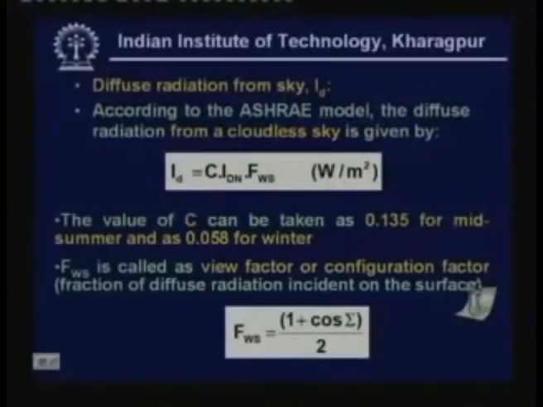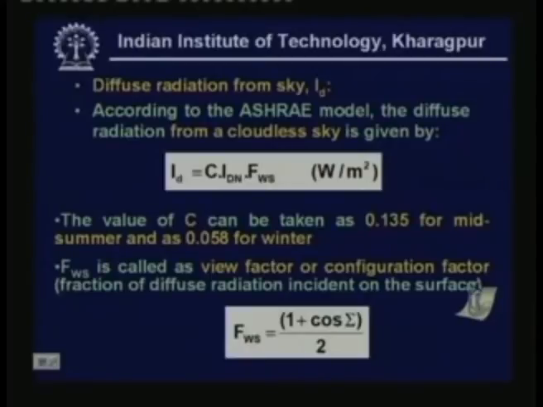Okay. Next comes your diffuse radiation from sky. Diffuse radiation is I subscript D, and according to the ASHRAE model, the diffuse radiation from a cloudless sky is given by ID. They relate this to the direct radiation and what is known as an angle factor. So ID is equal to C multiplied by I subscript Dn multiplied by F subscript Ws, where C is a constant and it can be taken as 0.135 for midsummer and 0.058 for winter. And F subscript Ws is called the view factor or configuration factor, and this is nothing but the fraction of diffuse radiation incident on the surface.